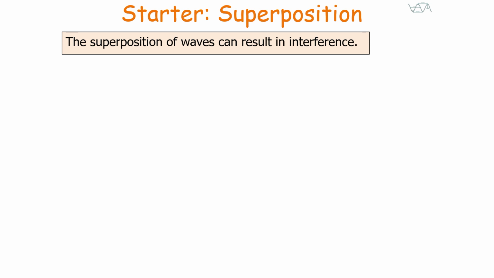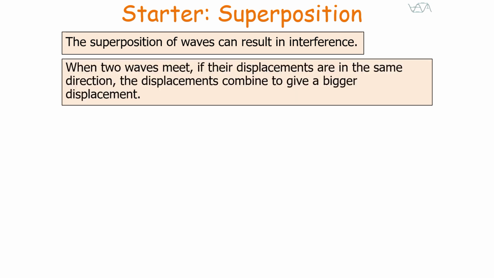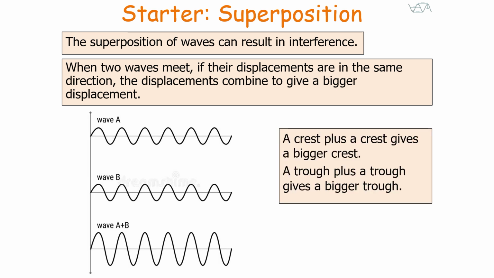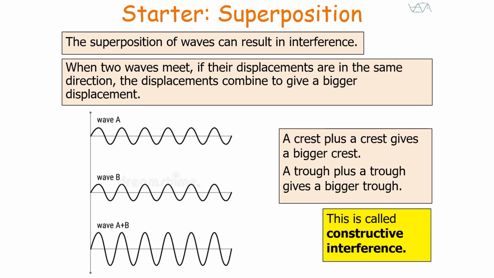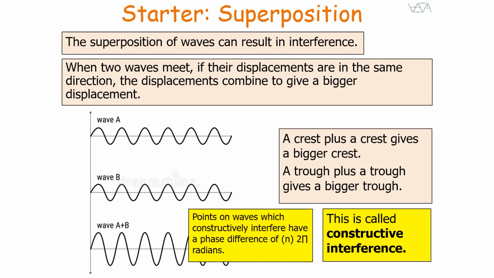Now, the superposition of waves, as mentioned before, can result in interference. So when two waves meet, if their displacements are in the same direction, the displacements combine to give a bigger displacement. So for example, a crest plus a crest gives a bigger crest, and a trough plus a trough gives a bigger trough. Now, this concept is called constructive interference. Points on waves which constructively interfere have a phase difference of 2 pi radians or any multiple of that, so we say that they are in phase.